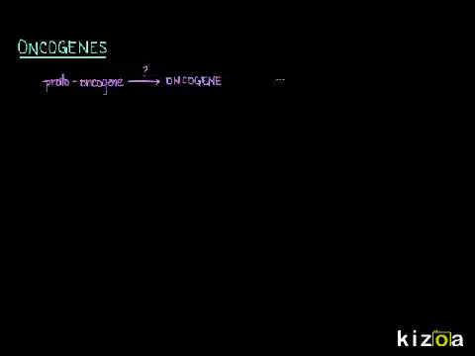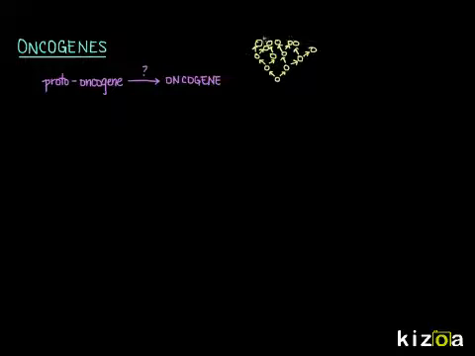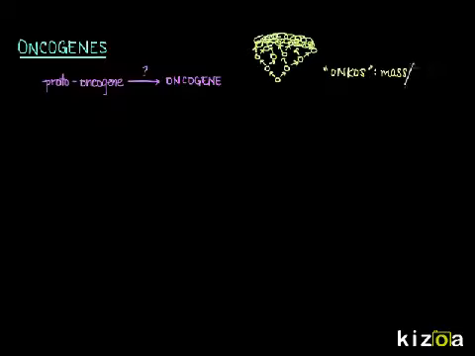Now, proto-oncogenes code for proteins that help to regulate cell growth and differentiation, which makes sense since the essence of a tumor, whether it is a cancerous or a benign one, is unregulated cell growth. In fact, the words oncogene and oncology, which is the study of cancer, share the same root word, onkos, which is Greek for mass or bulk.